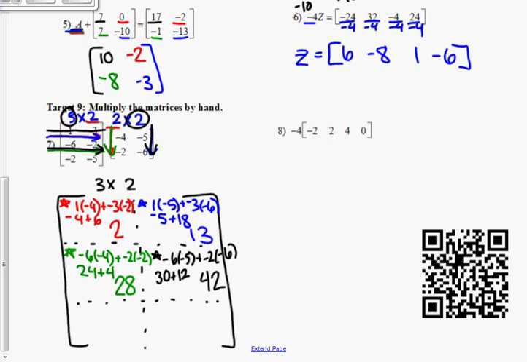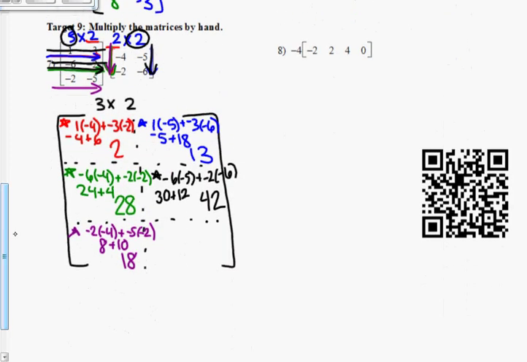I'm done with my second row, so I'm done with negative 6 and negative 2. So now I'm going to go to my last row, and I'm going to use negative 2 and negative 5. I'm in my first column, so I'll use negative 4 and negative 2. Negative 2 times negative 4 plus negative 5 times negative 2. Negative 2 times negative 4 is 8. Negative 5 times negative 2 is 10. So I have 18.